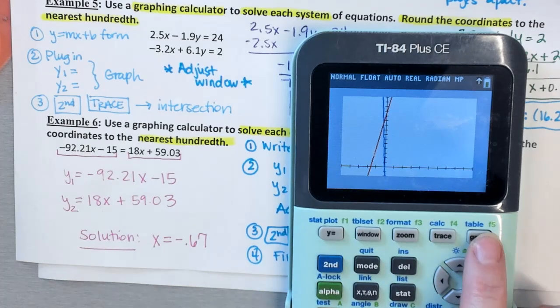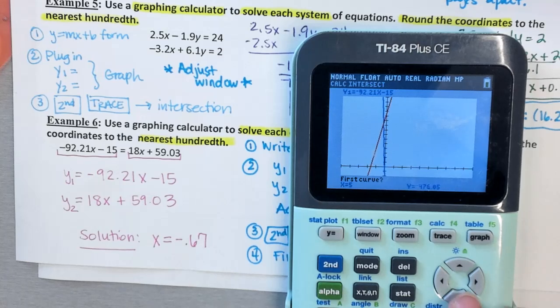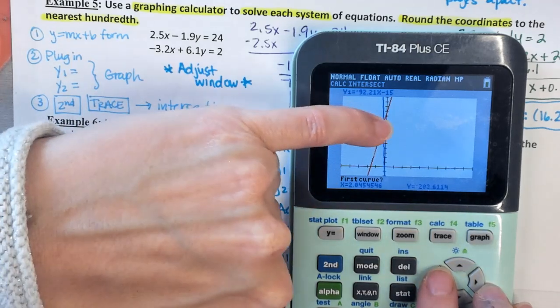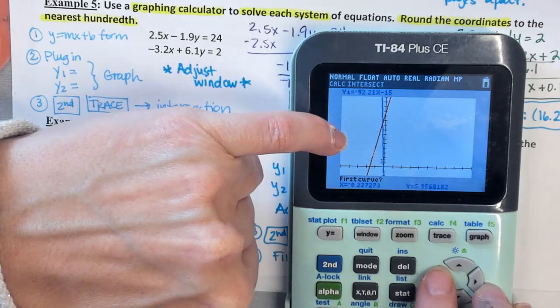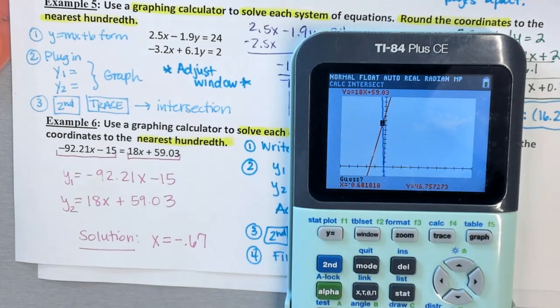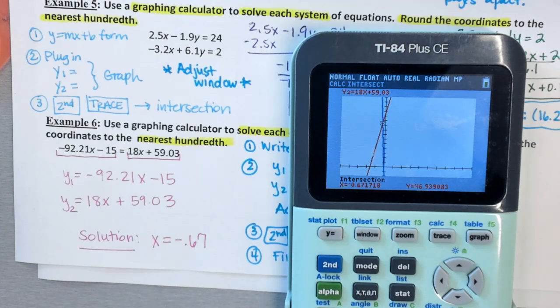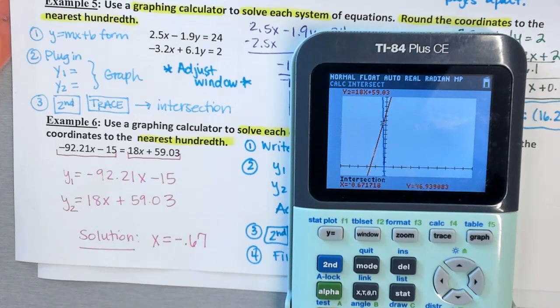And then again, you're going to use your intersection feature. So second trace, you're going to go to intersect, and then it's asking you for the first curve. If you lose your line, you can see this is a negative x. So just keep going the arrow until you see your cursor. There he is. Okay, and then we press enter, enter, enter, and then it's going to give you your intersection. Now this time you're just solving for x, and so your solution is going to be your x value. Okay?